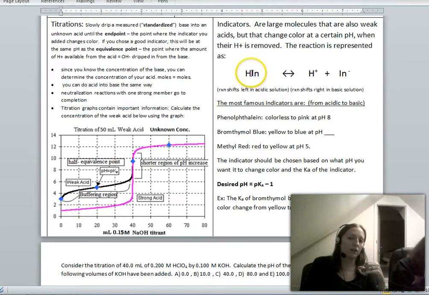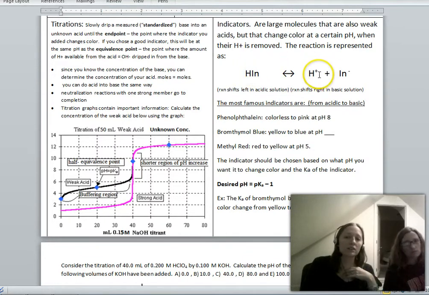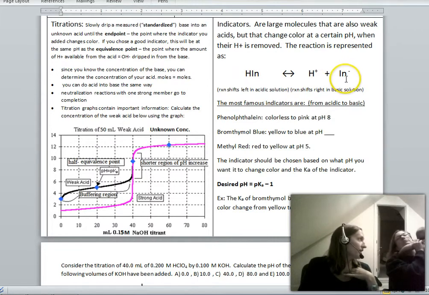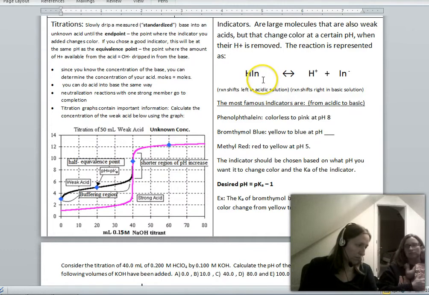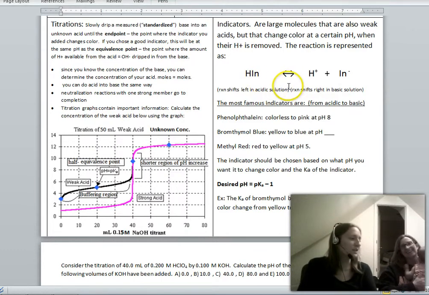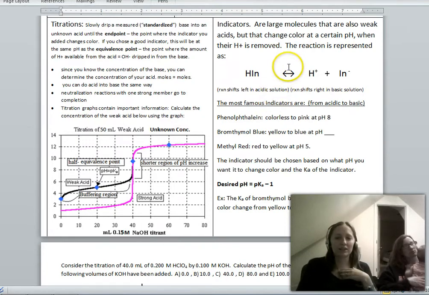Indicators are some carbony thing, indicatory, with an H on the end that can fall off. And here it is falling off as an H plus and leaving the rest of the molecule behind. Indicator, in this case HIn, the In does not mean the element indium. It means the indicator molecule, the big molecule, we don't really feel like writing it. This is how you represent that reaction.